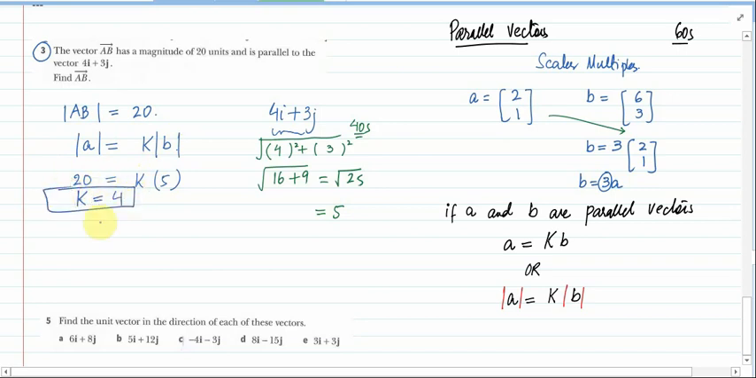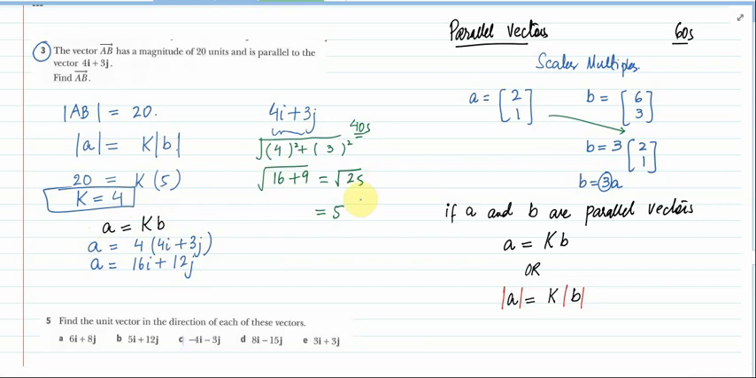Alright, now we need to find the vector here, so I'm going to apply the condition that A is equal to K times B. The vector A is unknown, which we are looking for. K is 4, and vector B is 4i plus 3j. When you multiply, it will be 16i plus 12j. That is your vector A. First, you need to write down the solution in your copy, and you have a time of 60 seconds to complete that question.